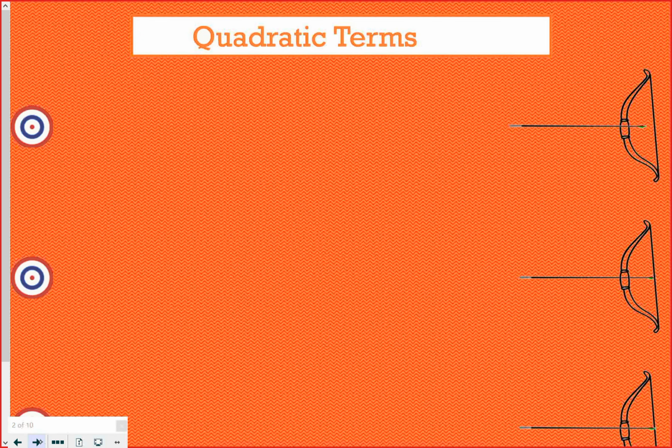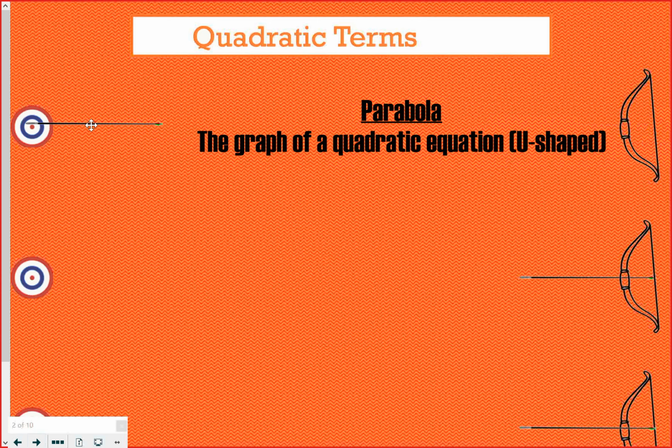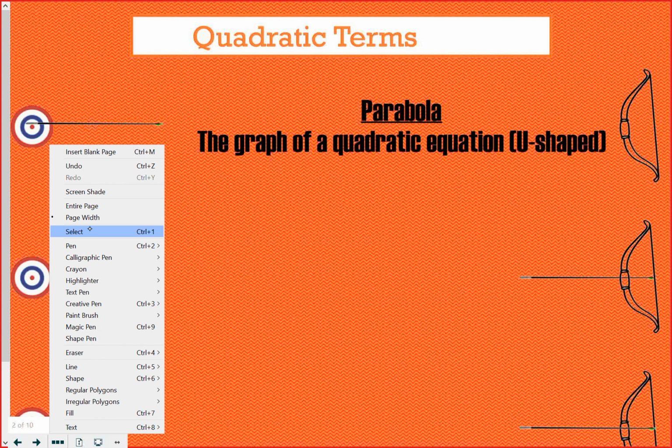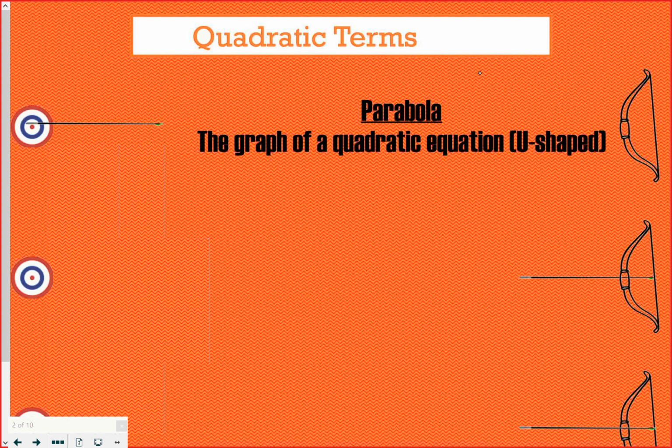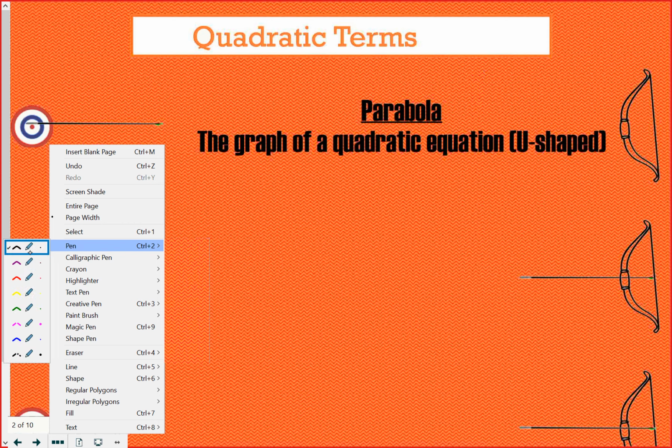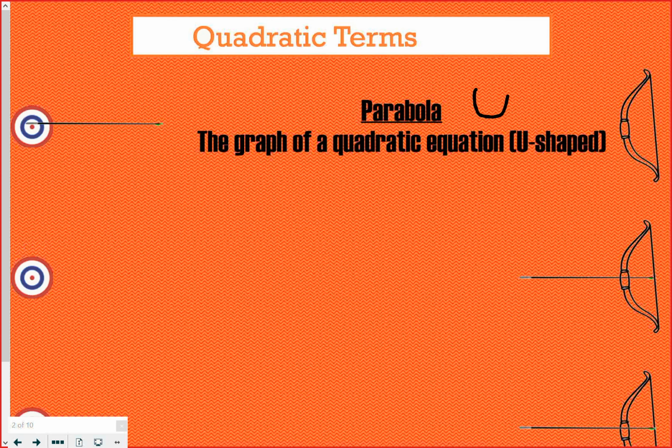All right, so let's go ahead and talk about the quadratic terms. The very first term that we're going to talk about is a parabola. A parabola is just a graph of the quadratic equation, and it is just a U-shaped graph. You see it in the little picture right here, but I'm going to draw it out. So it looks like this.